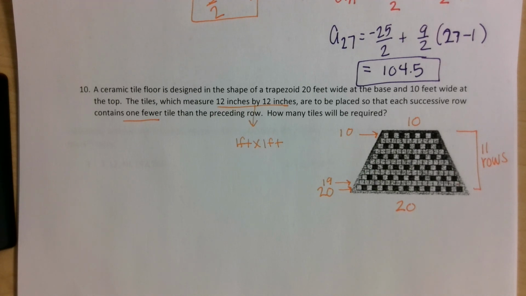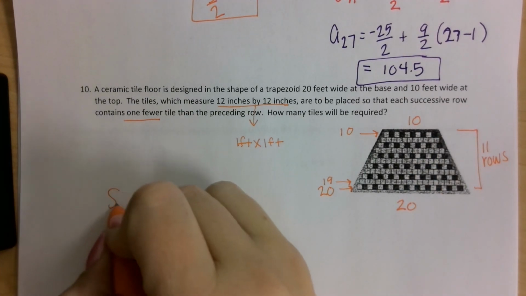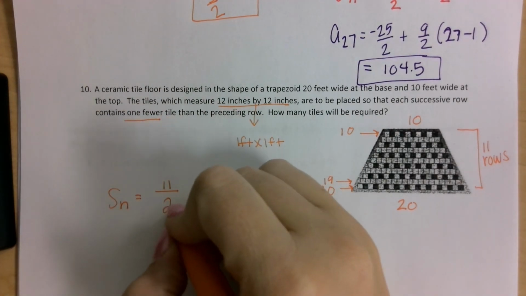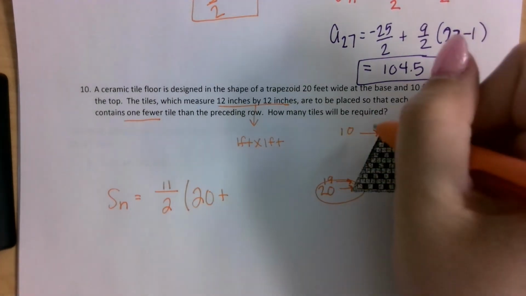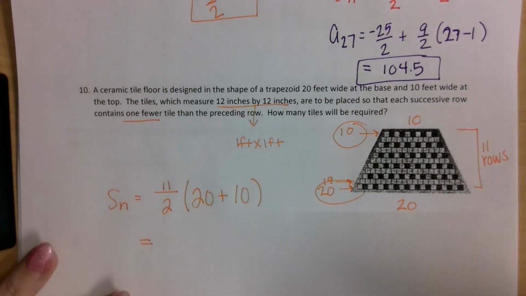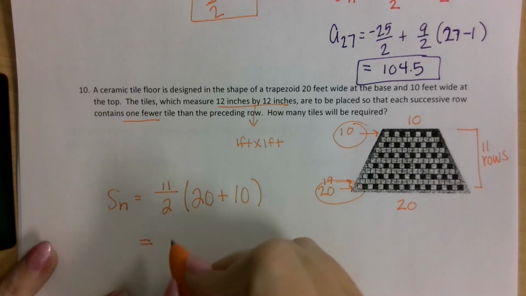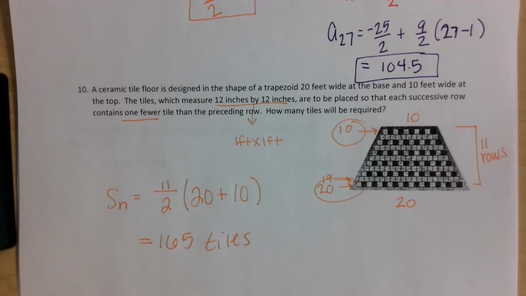Now, if I want to know how many tiles we need, then that means I need to add them all up, right? Which means I need to use my sum formula. Well, how many rows do we have? We have 11 rows, so that would be n equals 11. Our first term is 20. Our last term is 10. So 11 over 2 times 30 is going to give us 165 tiles.